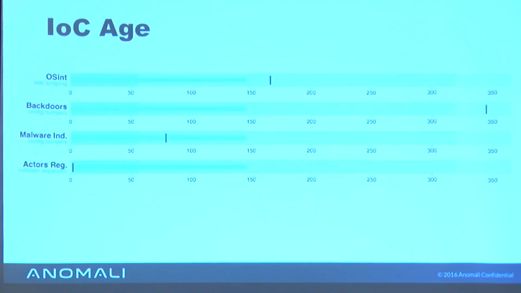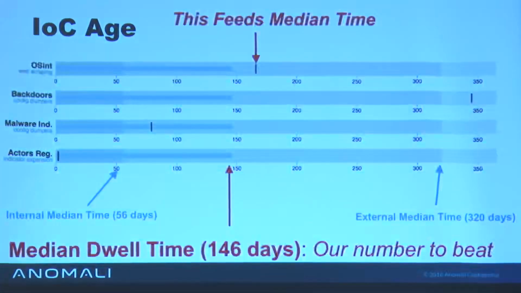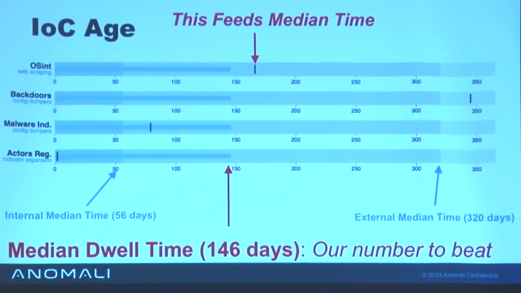And I end up with a graph that looks like this. These are bullet charts. In essence, the portions along the bottom describe the data points that I'm comparing the data feed against. We have our median time for internal discovery of 56 days for median dwell time. We have the external dwell time way over here at the far end of this chart, at 320 days. And then this blue line is the overall median dwell time.